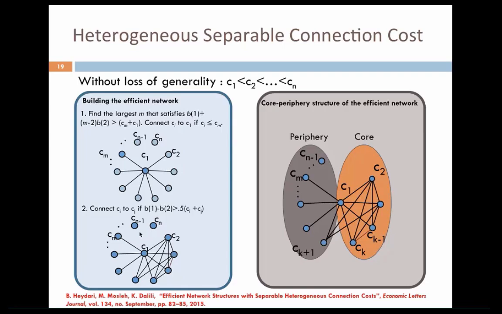Now we solve this problem for the case of efficiency in an analytical way. We have a couple of propositions that are in the paper noted under the slide. The result is, given the conditions, the efficient network presents an interesting core periphery structure, where a subgroup of nodes are all connected to each other, and the rest of the nodes are not connected to each other, but are only connected to all or some of the nodes at the core.